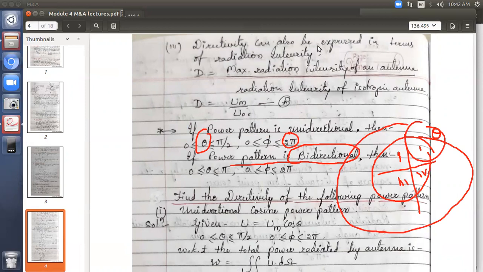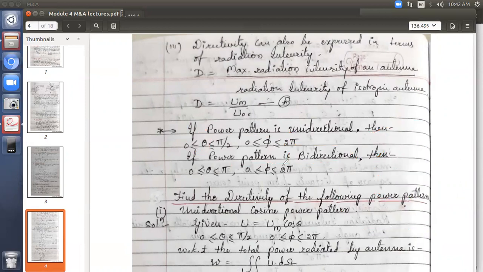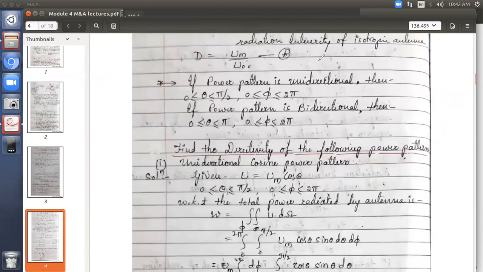I'm sorry. For bidirectional, check the theta range. What is the difference? It will now cover 180 degrees, two quadrants, and the phi range remains the same. See, for both, the phi range is 0 to 2 pi. For unidirectional, take theta only 90 degrees. For bidirectional, take theta 180 degrees. So this is the base. As a note, you should check it. Now we'll start solving the problems.